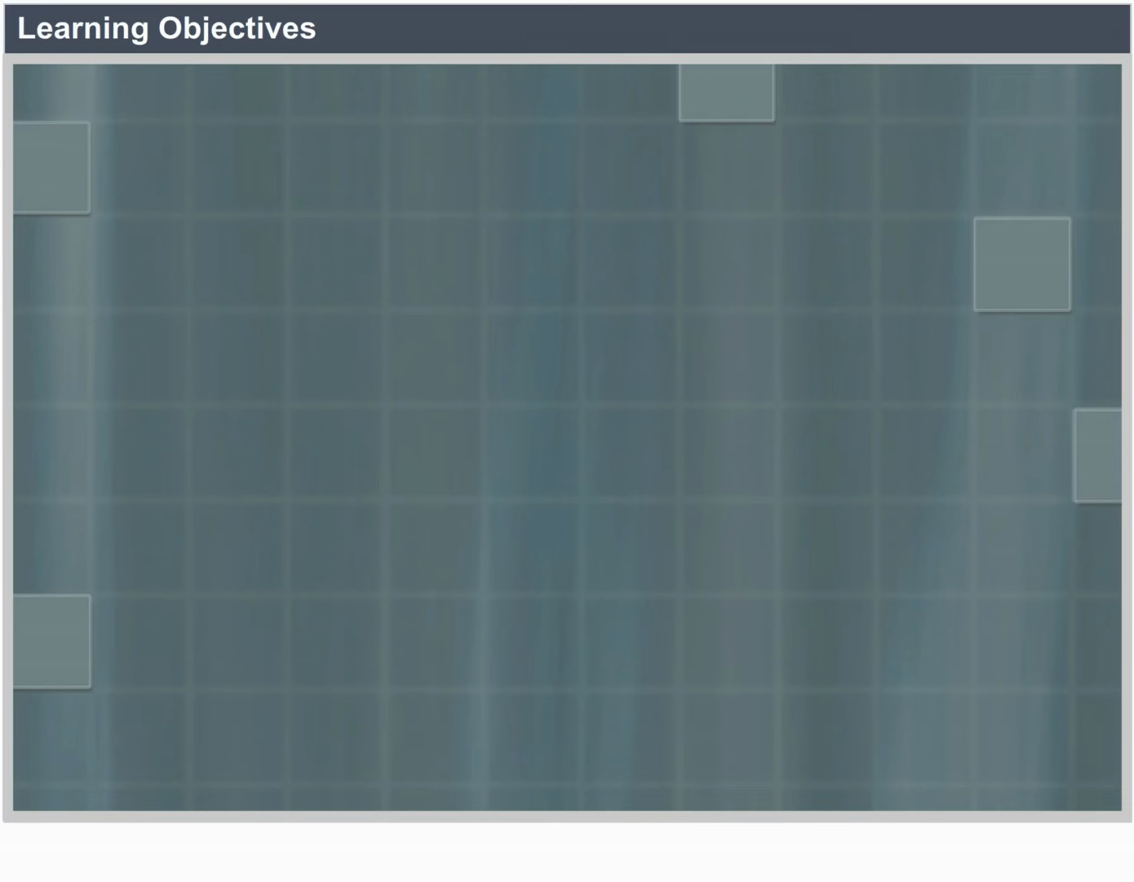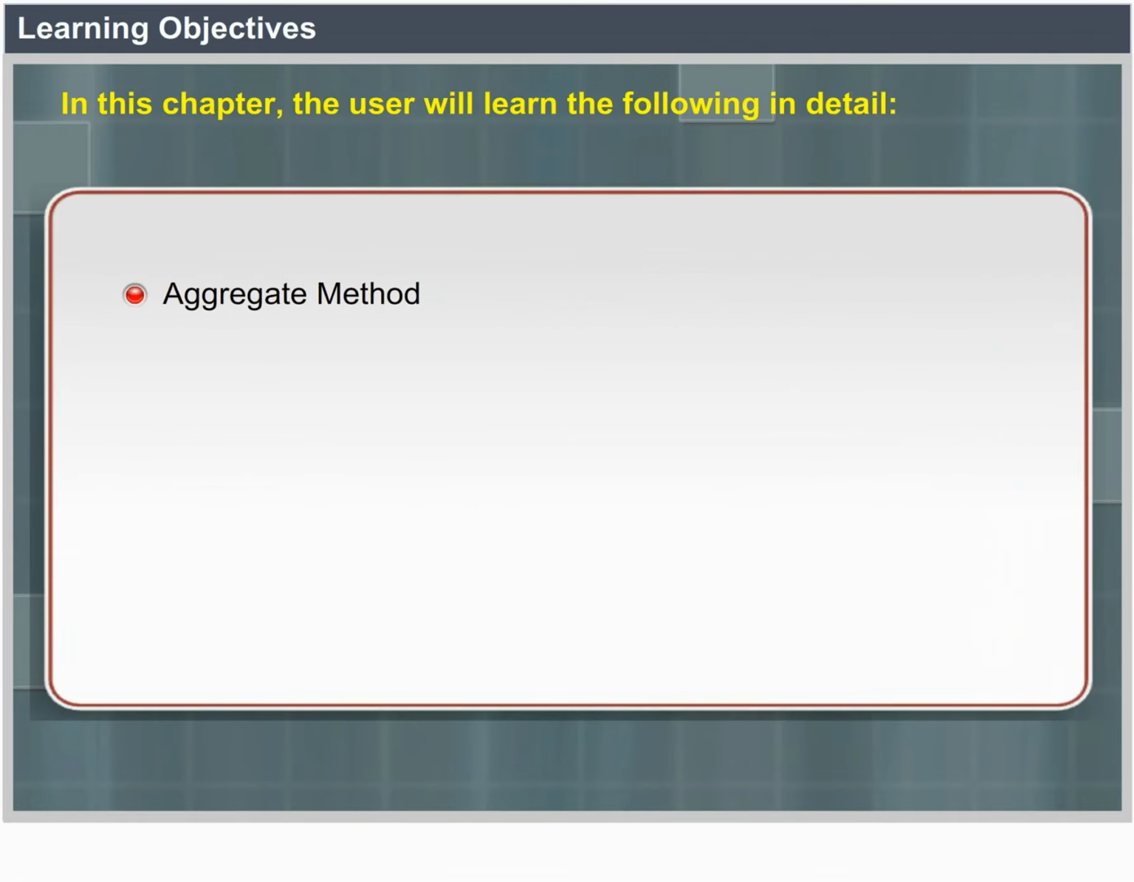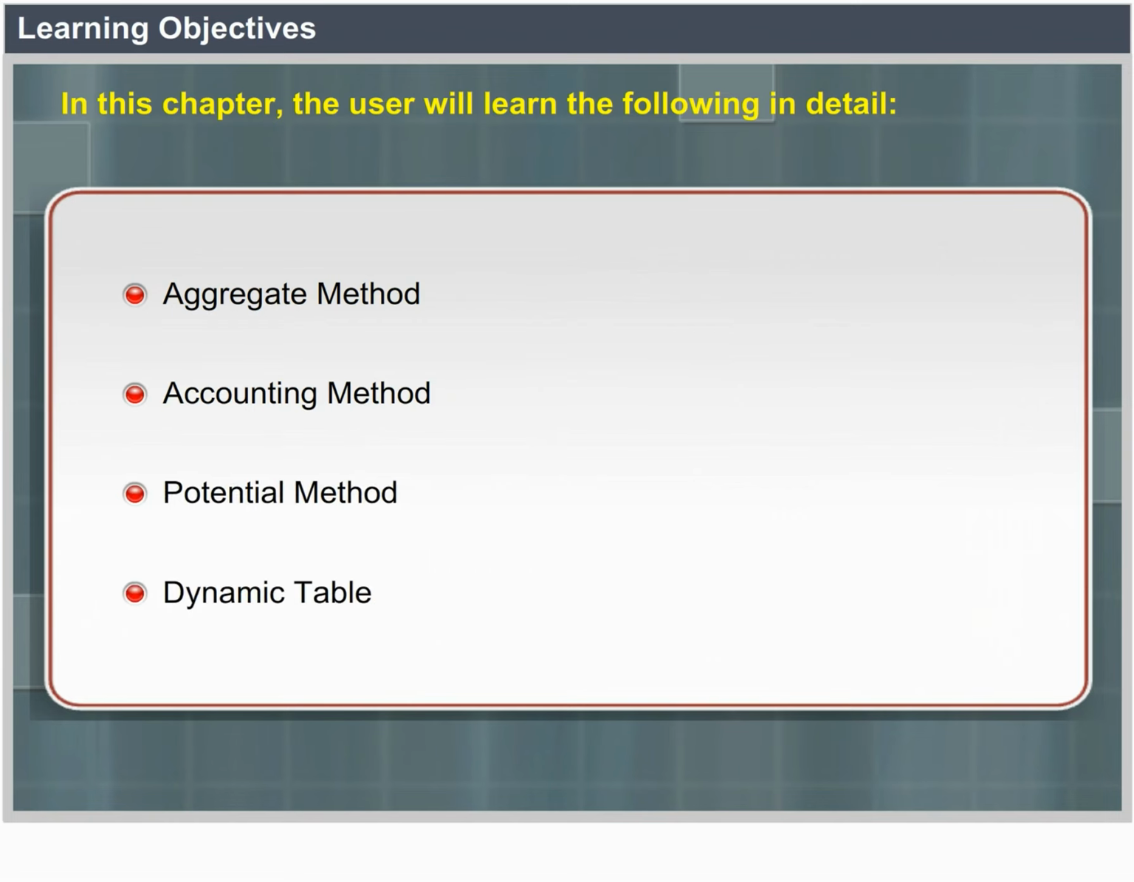Learning objectives. In this chapter, the user will learn the following in detail: aggregate method, accounting method, potential method, and dynamic table.